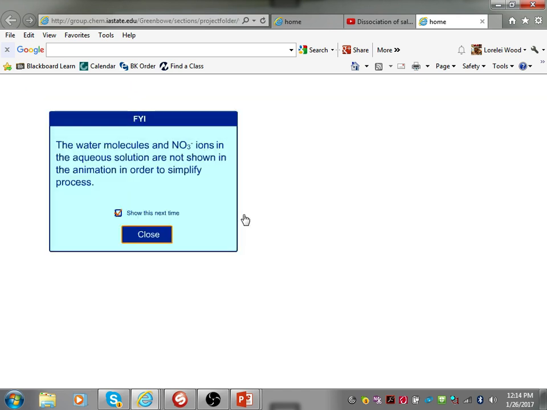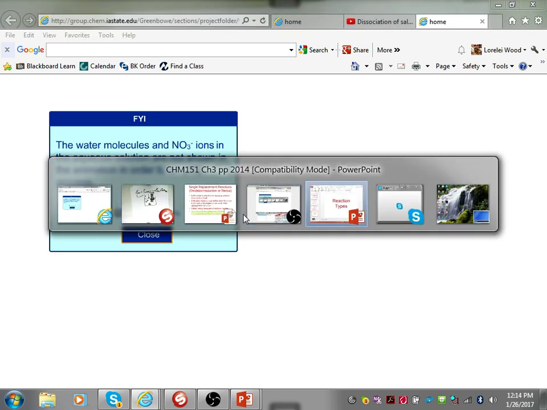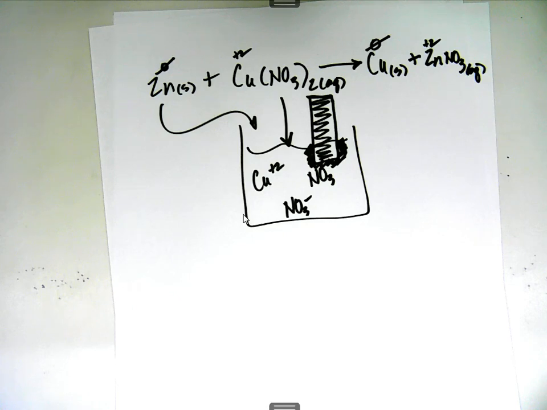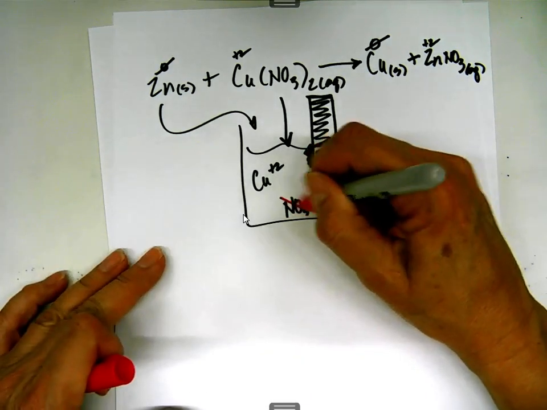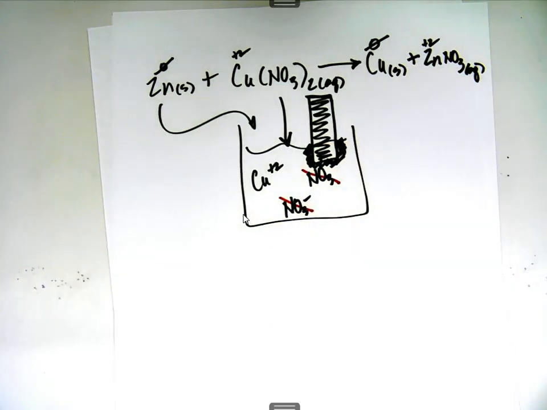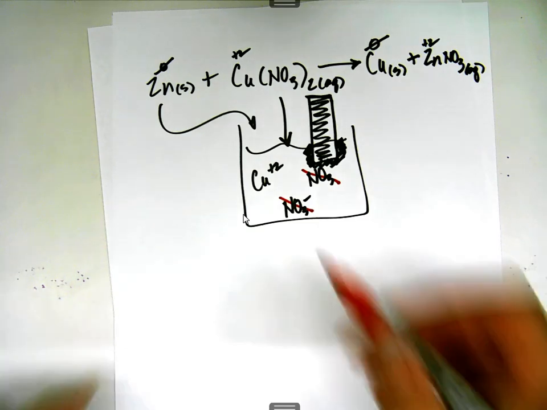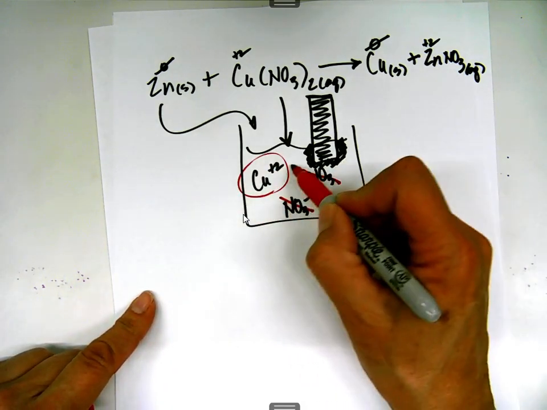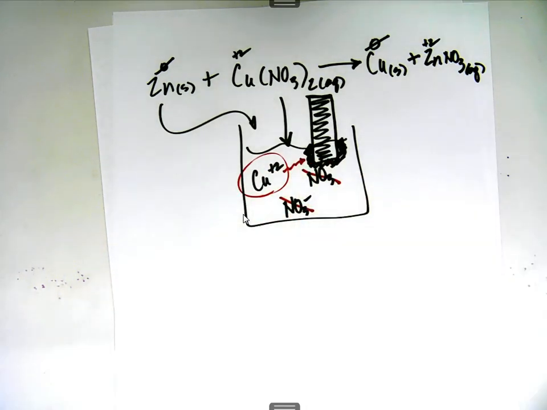All right, what they're saying now is the nitrate and the water ions have been taken out. So really in the animation, here's what you should think about. Just because we know that nitrate's not doing anything, we're just going to take those out of the animation. They're still there, right? We're just taking them out so they don't get in the way and confuse you. So really all they're showing is the copper ions floating up to the hunk of zinc. Let's watch that again.